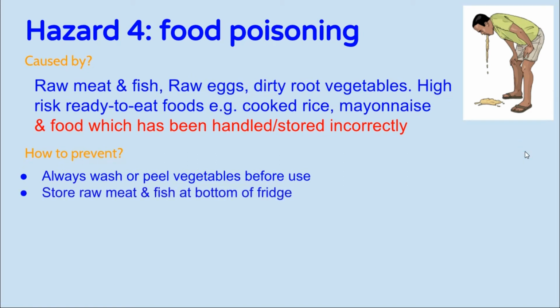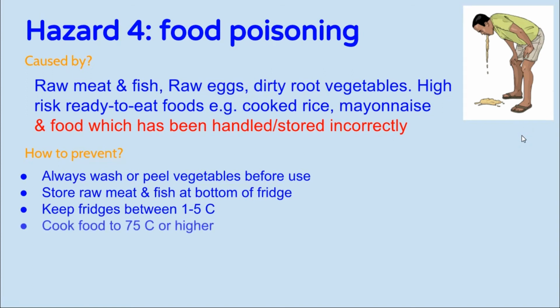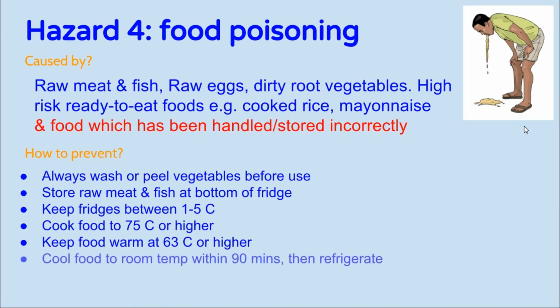Store raw meat and fish at the bottom of the fridge. Keep fridges between 1 and 5°C. This will prevent bacteria from multiplying. Cook food to 75°C or higher to make sure that bacteria are killed. And keep food warm at 63°C or higher when you're hot holding food to be served later.